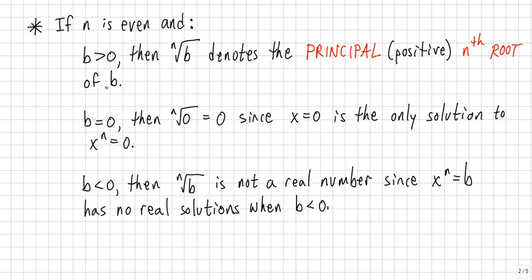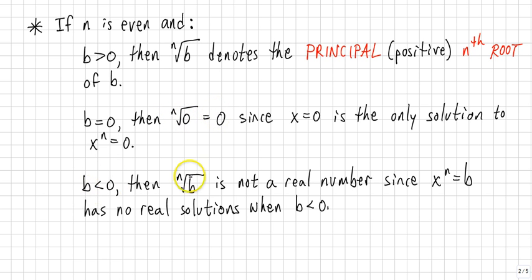If b is 0, so what if b is actually just the number 0, then the nth root of 0 is just always equal to 0. Basically, if you have x to the n equals 0, then the only solution to that equation is 0. X equals 0 is the only solution. So then the nth root of 0 is 0.